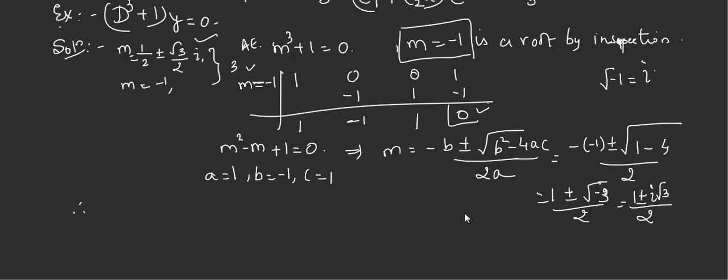For that, write the coefficients. The m cube coefficient is 1. There is no m square and m term, which means those coefficients are 0. And next you should write the constant, then write the root as it is. Then start multiplying. 1 into minus 1, write it over here. 0 minus 1 is minus 1. Again, multiply. Minus 1 into minus 1 is plus 1. 0 plus 1 is 1. 1 into minus 1 is minus 1. 1 minus 1 will be 0. Next, these are the m square, m and constant coefficients.